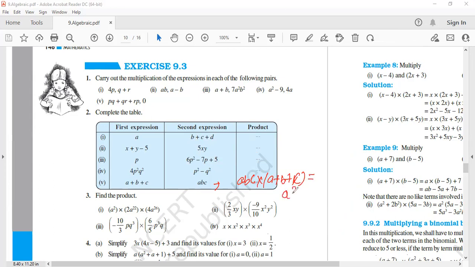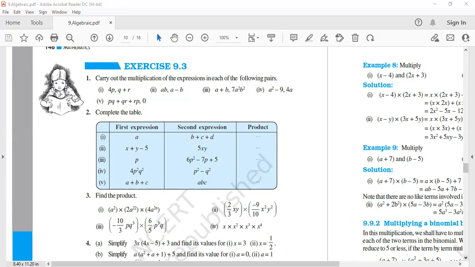And for the last part, ABC is multiplied with A plus B plus C. It will give you A square BC, then if you multiply with this one, because B is there, plus A B square C, and plus A B C square. This way the table will be completed. The answer will be this one for this question.